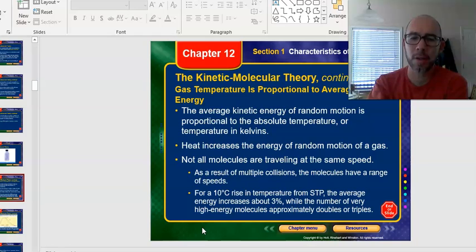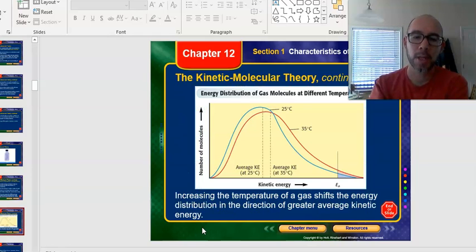So there is a curve here that we're talking about. For a 10 degree Celsius rise in temperature from standard temperature and pressure, the average energy increases about 3%, while the number of very high energy molecules approximately doubles or triples. So hot gases are super chaotic. Got a little thing here to explain that.